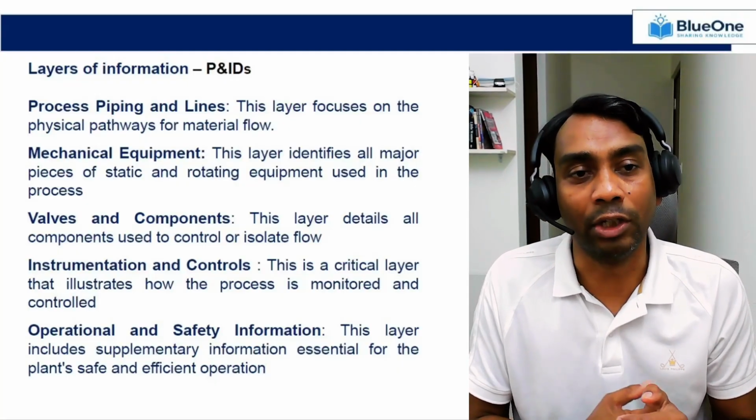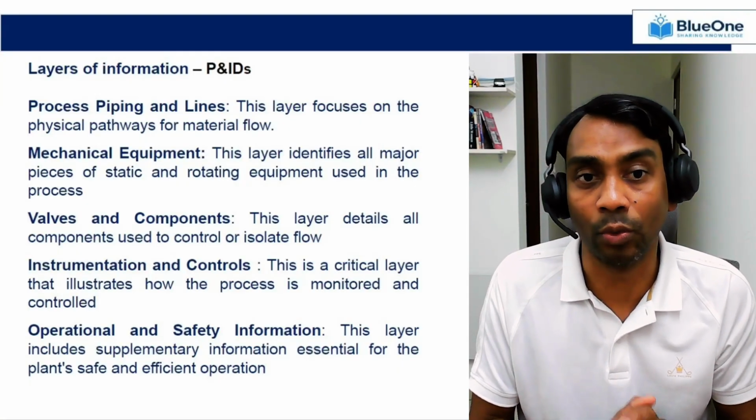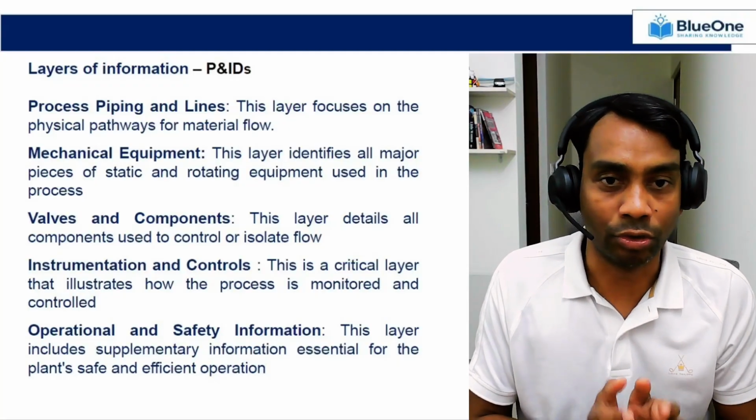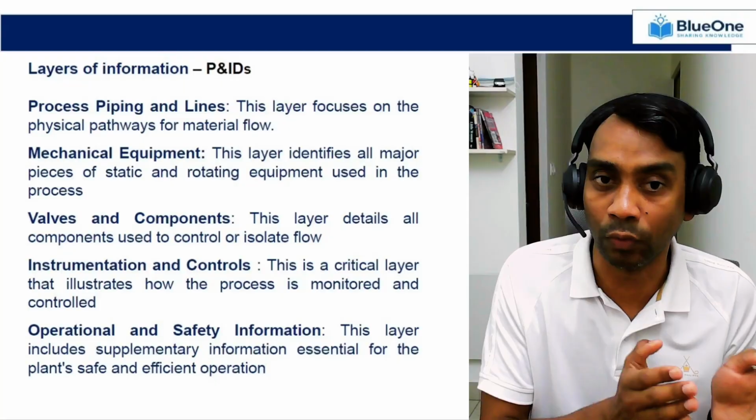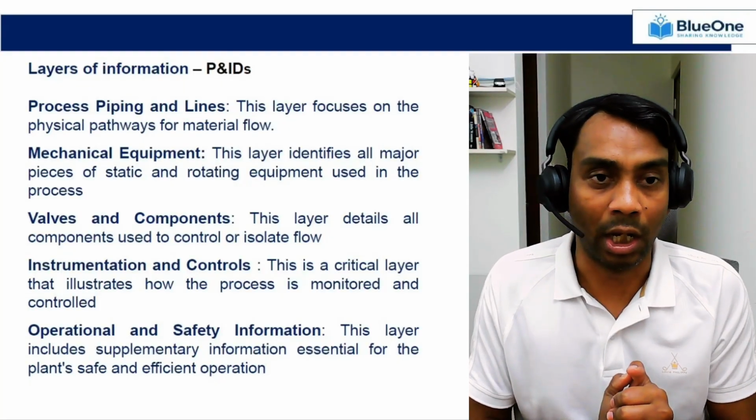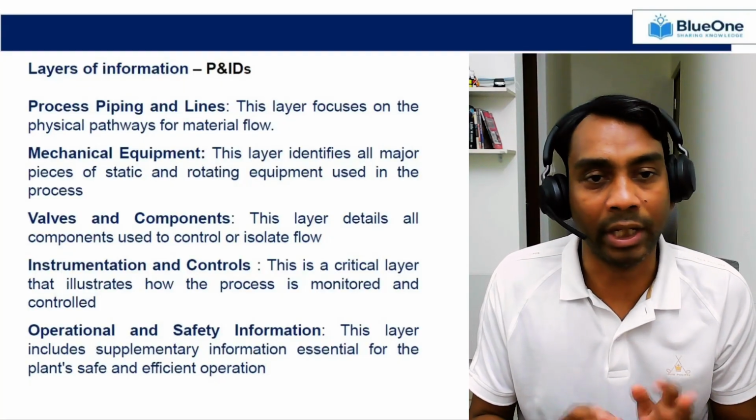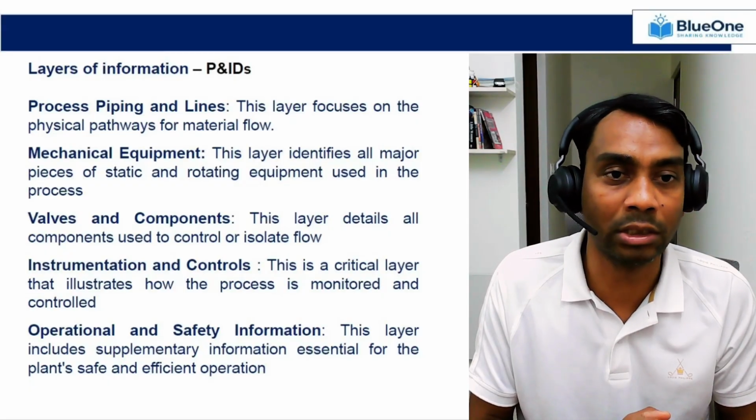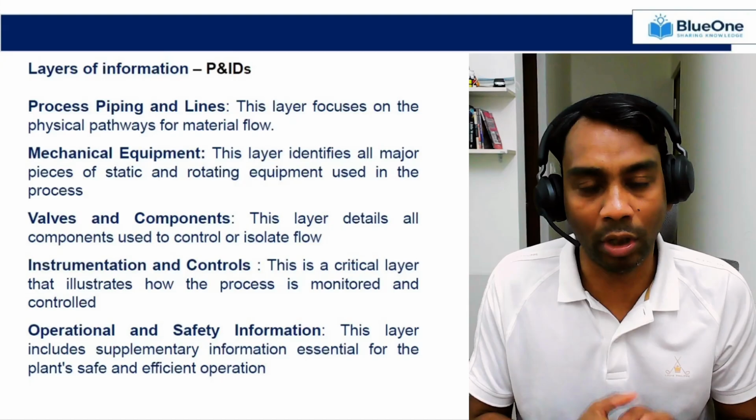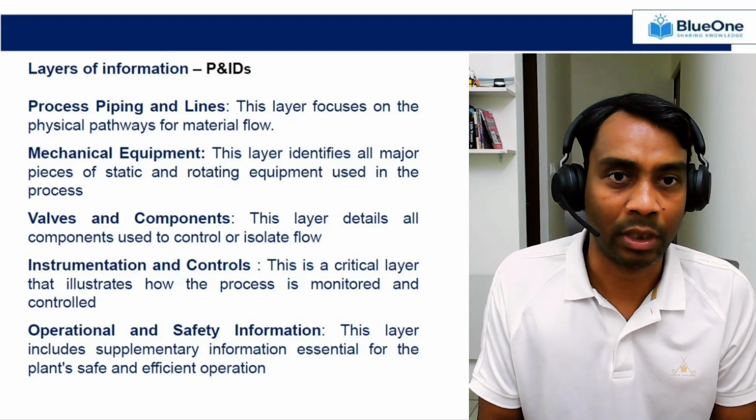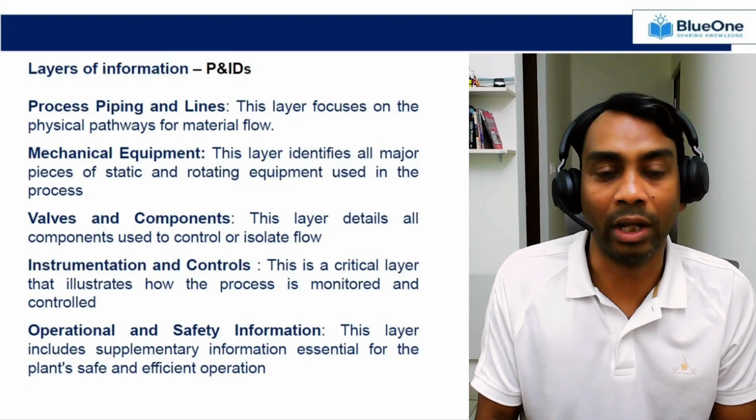Then you'll go further, you'll find layer 3 information, which is your valves and the components. So this layer details all the components used to control or isolate your flow or the process. It may be a manual valve, it may have control valves or valves with the actuator, flanges. So all these are the layer 3 information. Further, if we deep dive, we'll have layer 4.